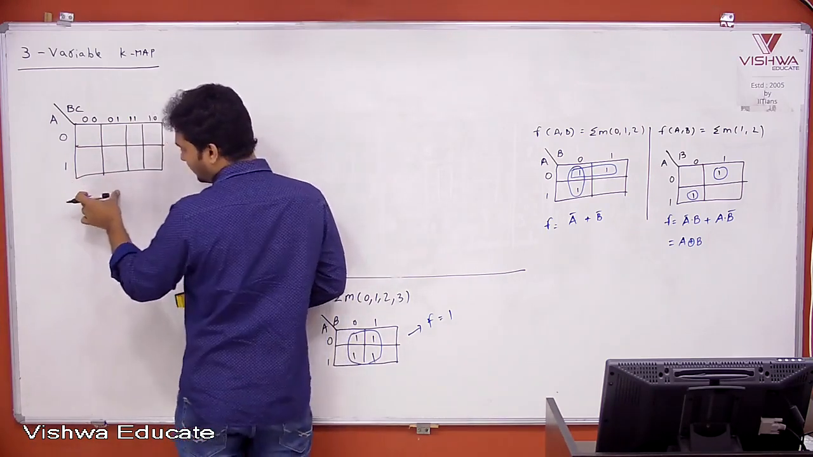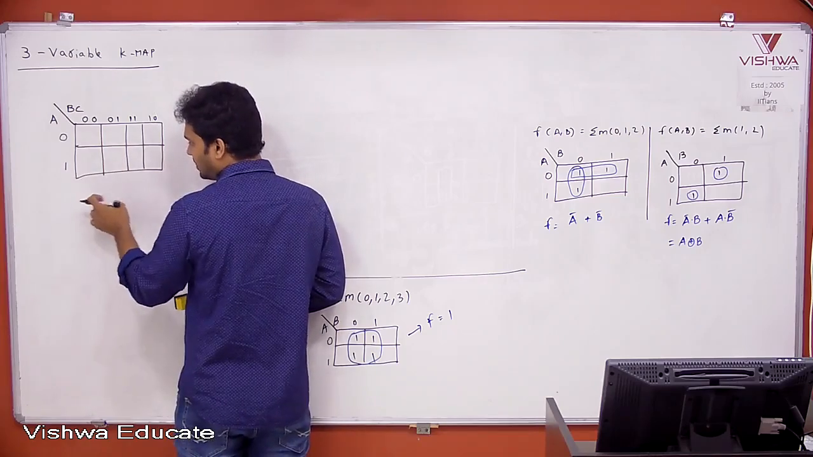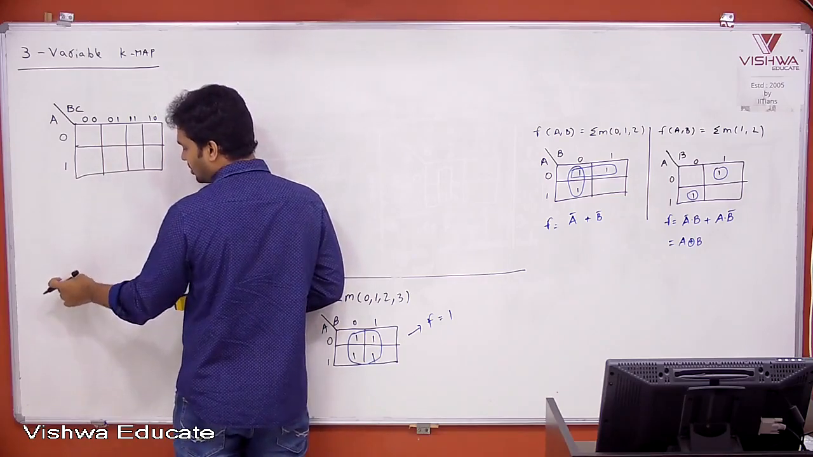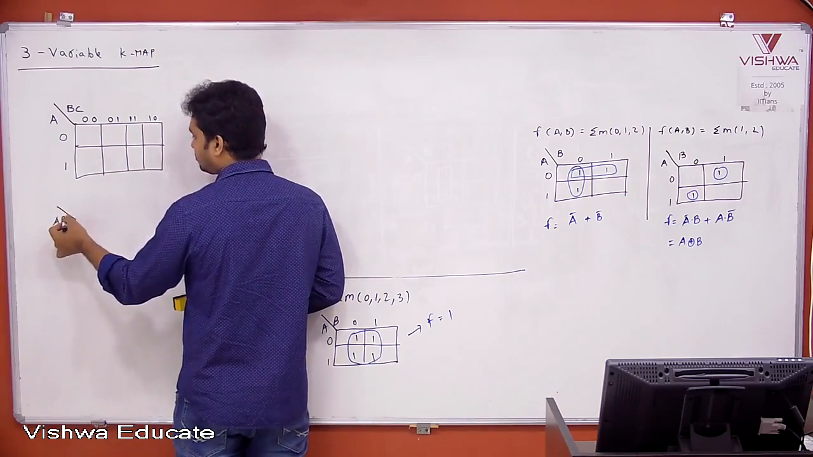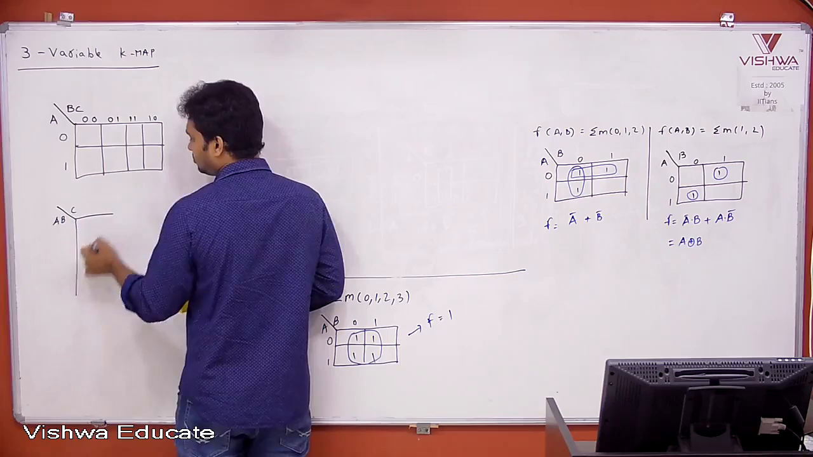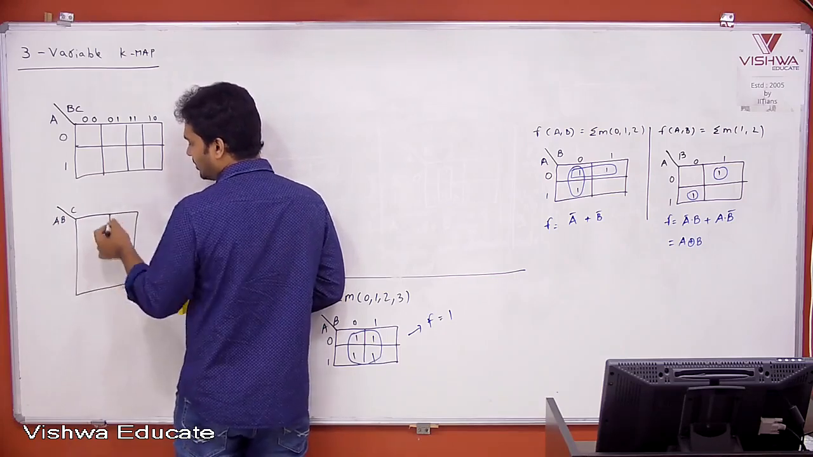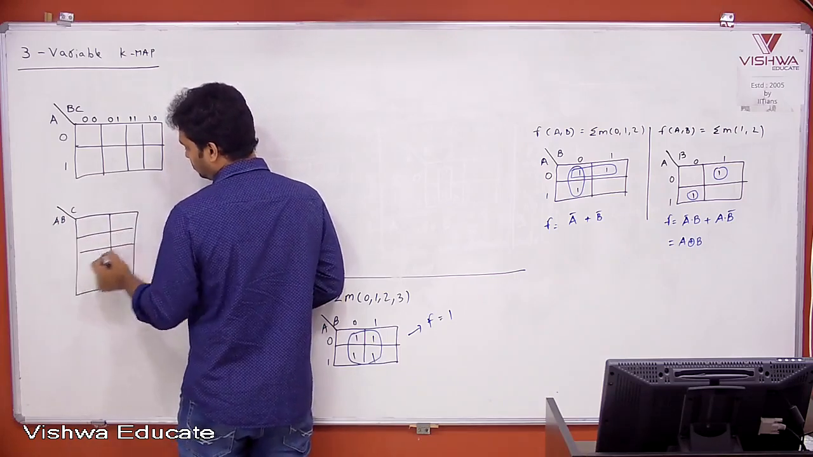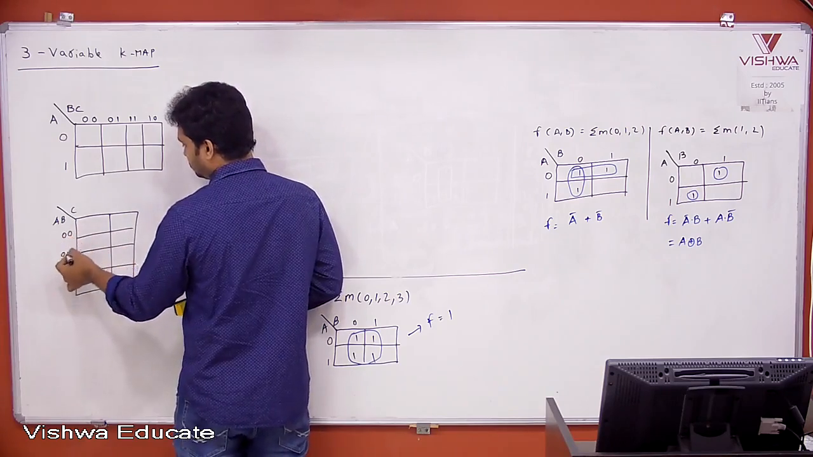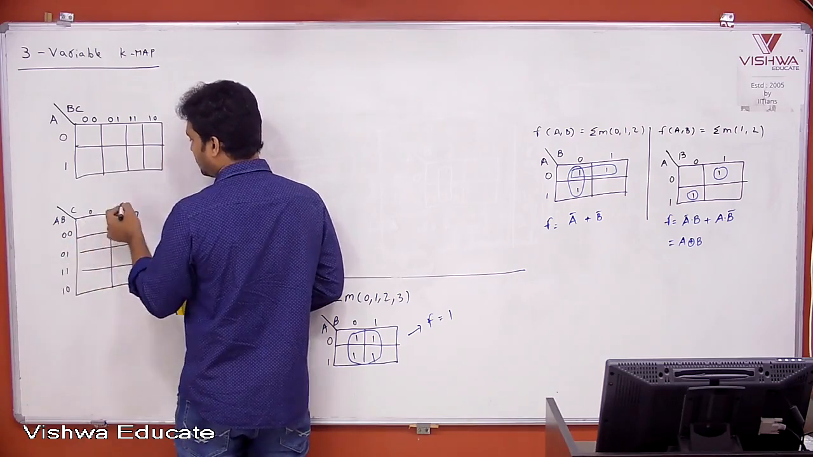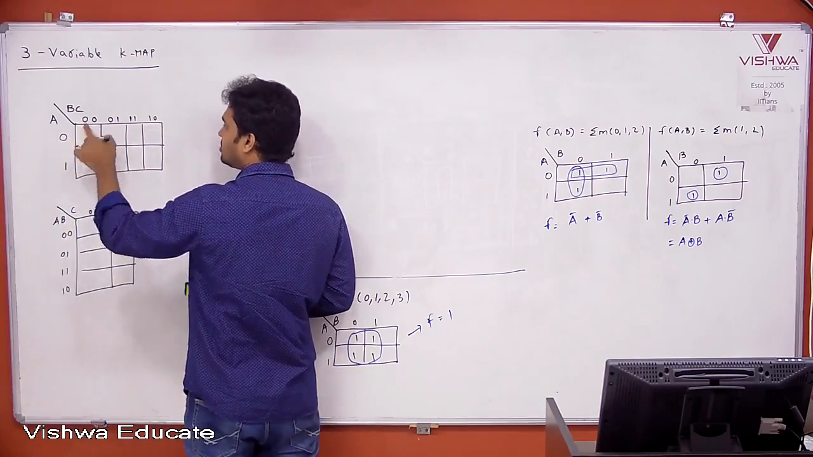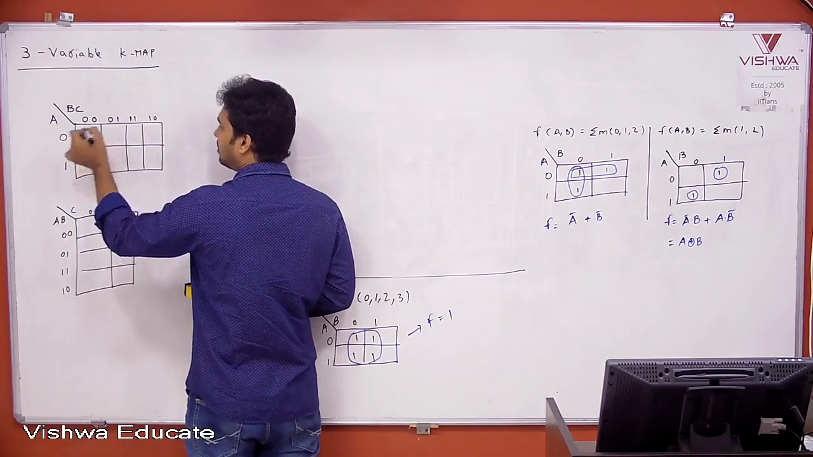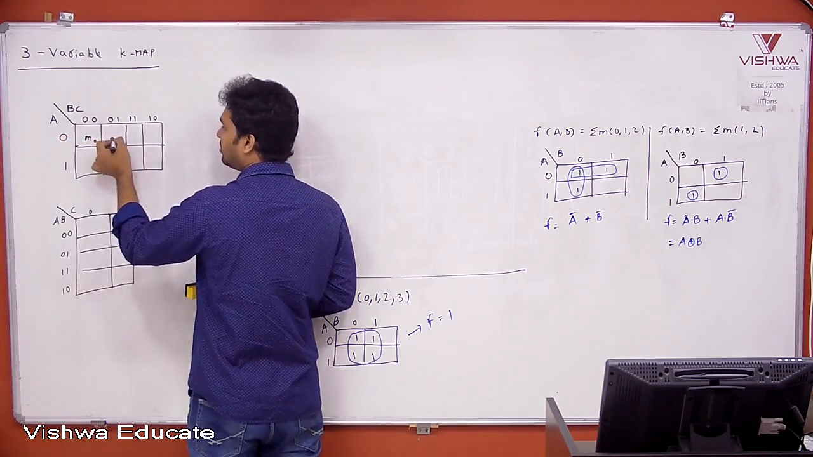You can take it like this also. AB on one side, C on one side, AB can be 0 0, 0 1, 1 1, 1 0, and like this if you want. Nothing wrong, both are correct. Accordingly, we take the minterms. ABC is the format: 0 0 0, minterm 0. 0 0 1, minterm 1.